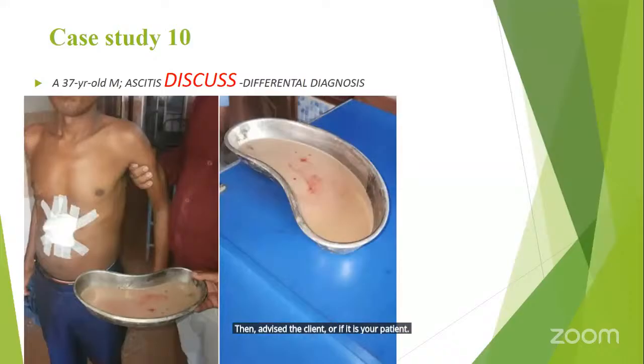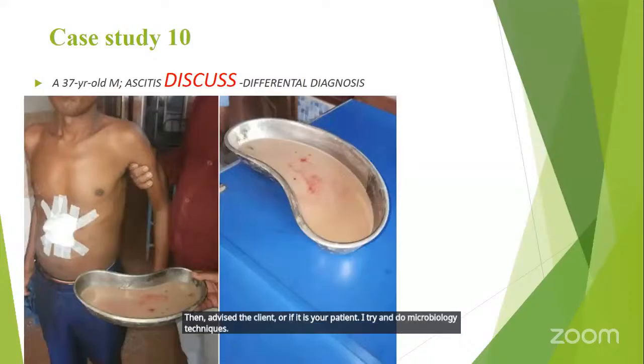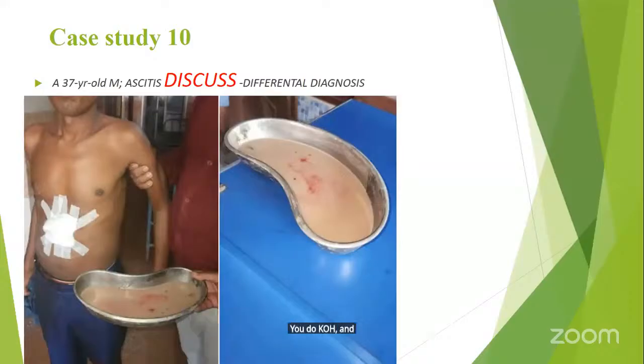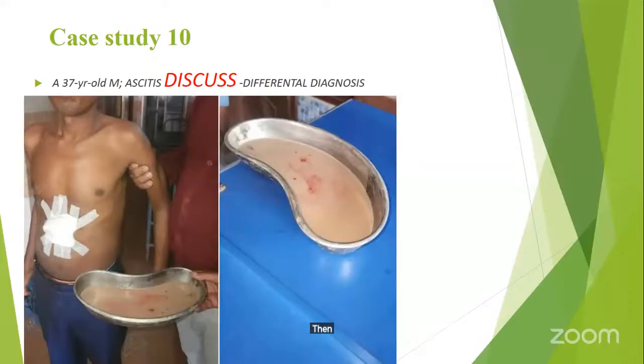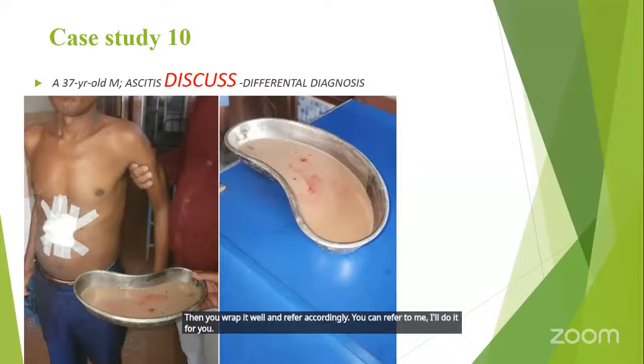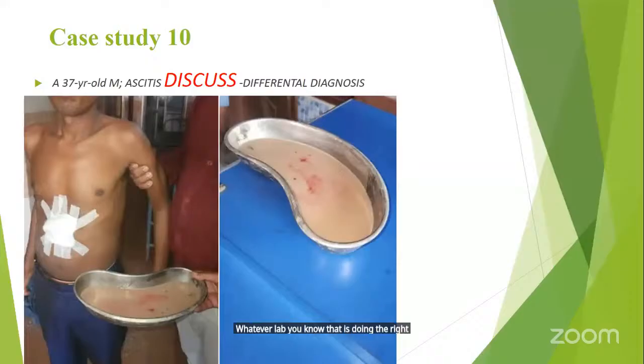Make sure you do microbiology techniques, you do KOH, and you also do cytology. If you are not able to interpret cytology, you make a good smear, you can just air dry. Then after it has dried, you fix with absolute methanol for around 15 minutes. Then you wrap it well and refer accordingly. You can refer to me, I'll do it for you. Or you can refer to whatever lab you know that is doing the right things, not just any lab.